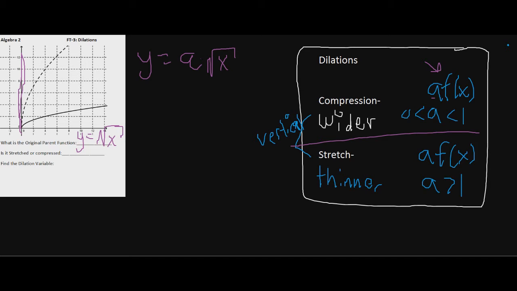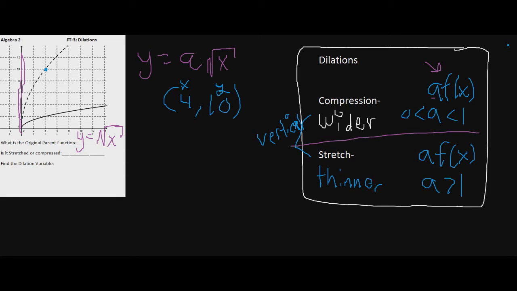So the next step is we're going to look at our parent function here, and we're going to pick a point. I'm going to pick this point right here because I can tell that it intersects right there when x is 4 and it looks like your y is 10. So I'll put this point here: when x is 4 and my y value is 10.